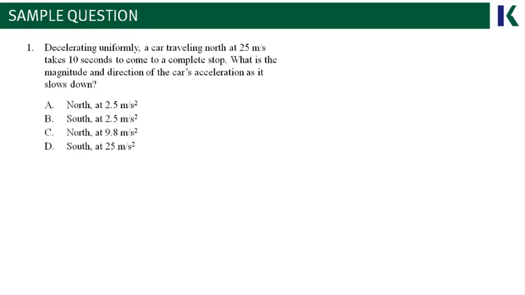Let's take a look at the problem here, and we see that there are some measurements in there. So we're still getting that indication of maybe some small amount of math. And the question says that there's a car traveling north at 25 meters a second, and then it takes 10 seconds for that car to stop. And they want to know the acceleration as the car slows down.